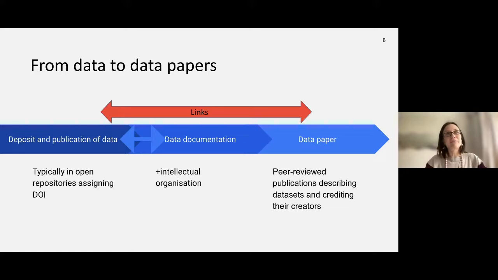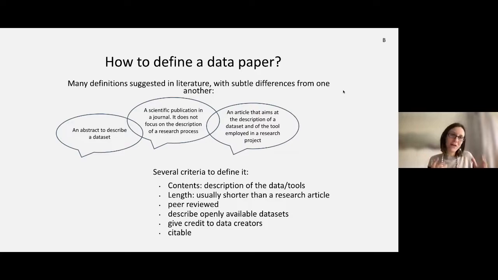But so I mentioned a brief definition of data paper. I can go a little bit more into detail about this. There have been several definitions suggested in the literature with subtle differences. Some have defined a data paper as an abstract to describe a data set, or a scientific publication in a journal which does not focus on the description of the research process, but rather on the research object.